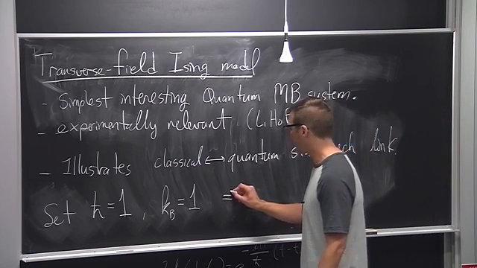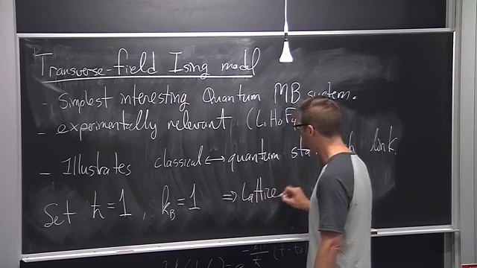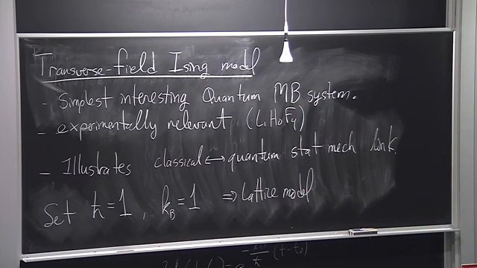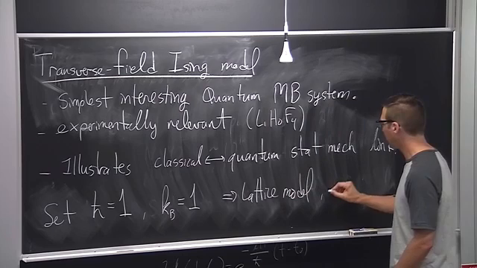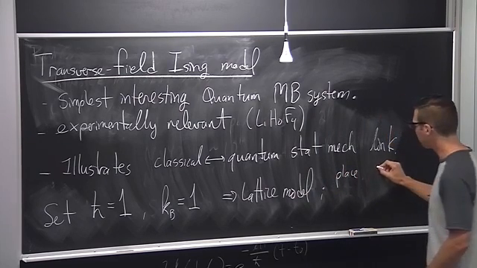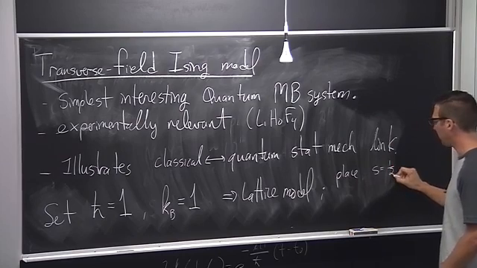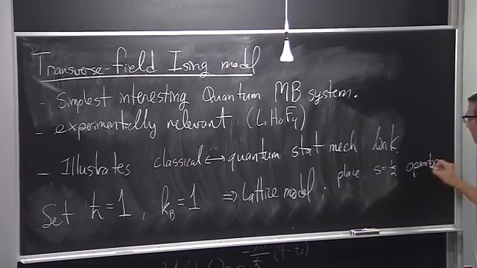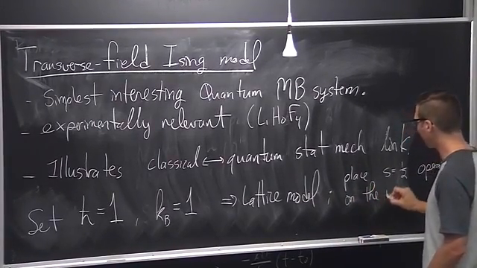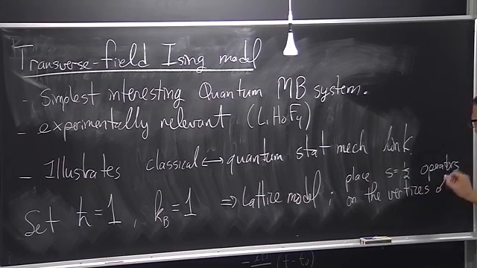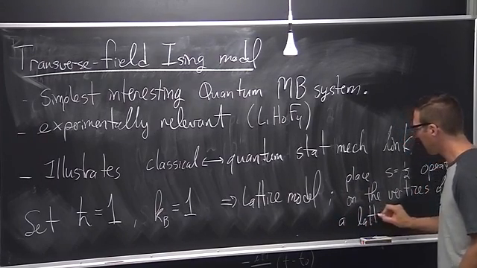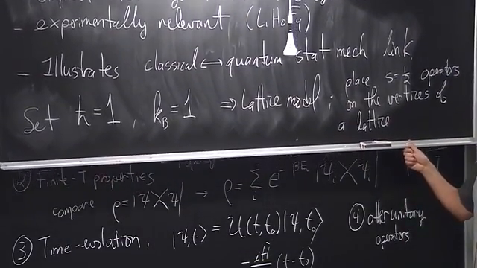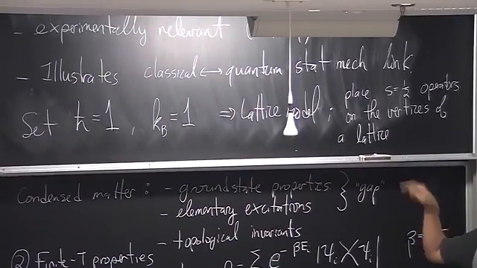And let's now define a lattice model for spin 1/2 degrees of freedom. Okay, so place spin 1/2 operators, so quantum operators, on the vertices of a lattice. And there's many different lattices that you can choose. Is it all 3D? No, we'll talk about hypercubes. So we're going to do general dimensions.